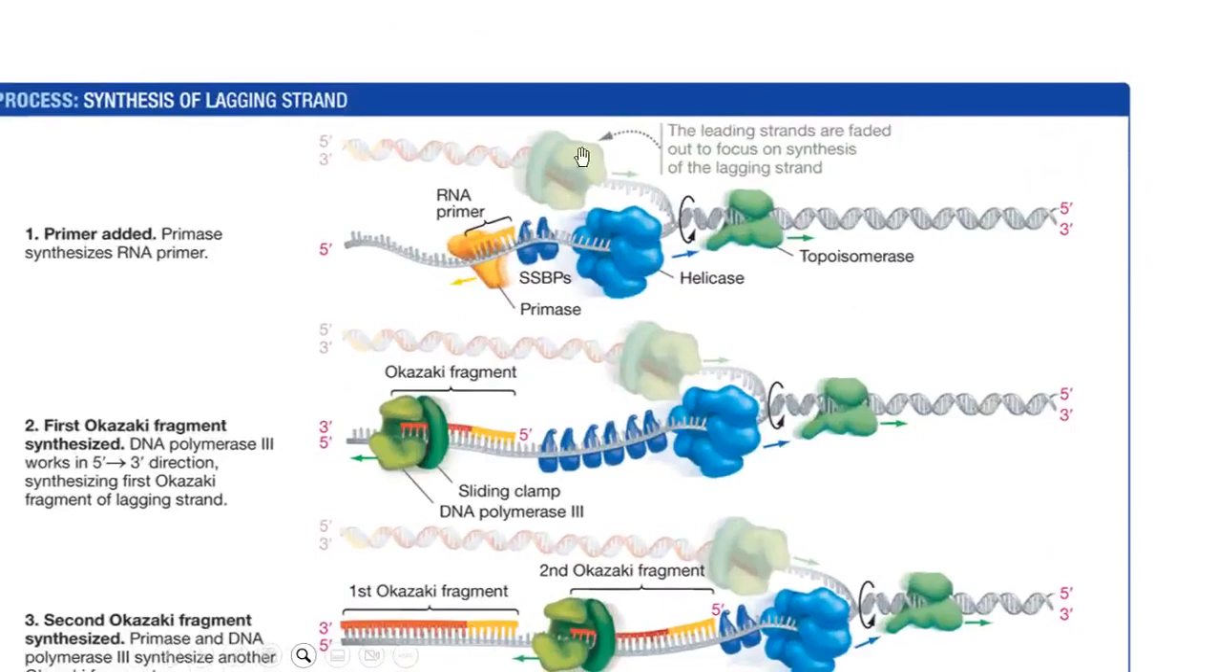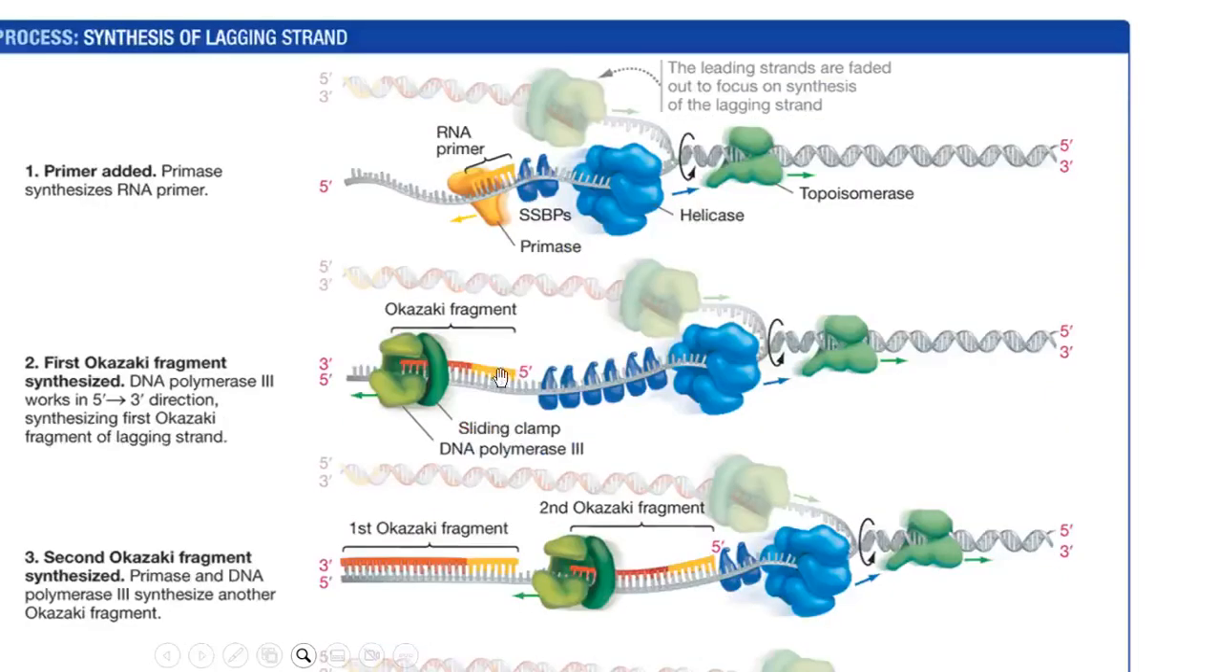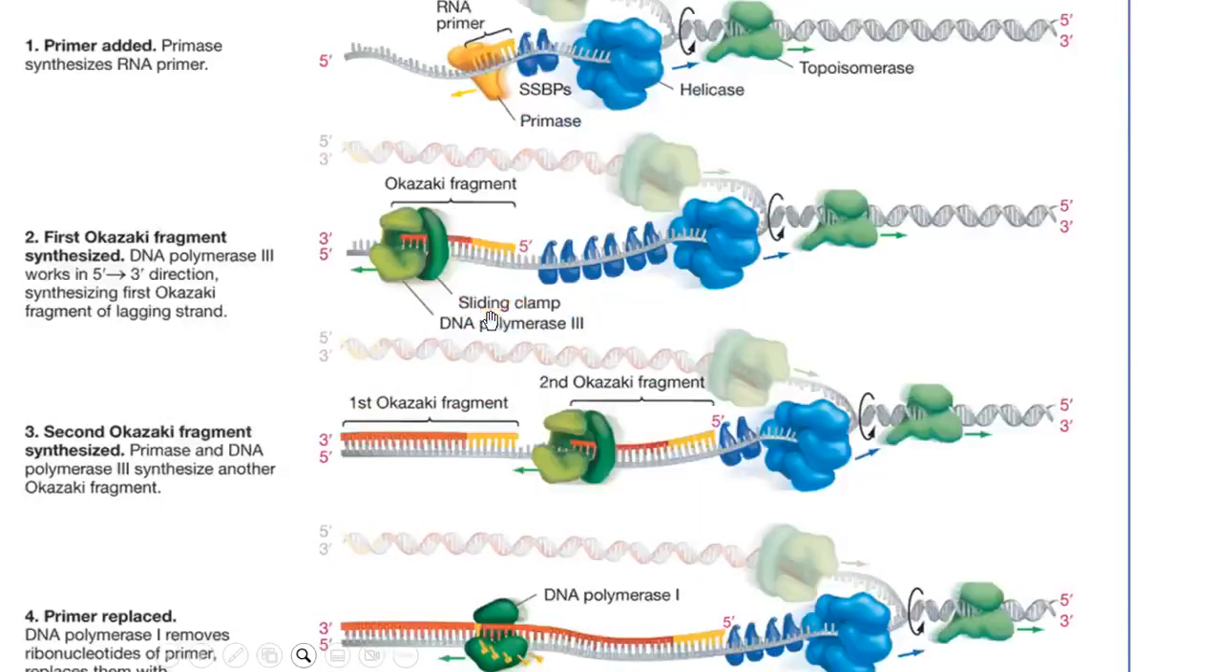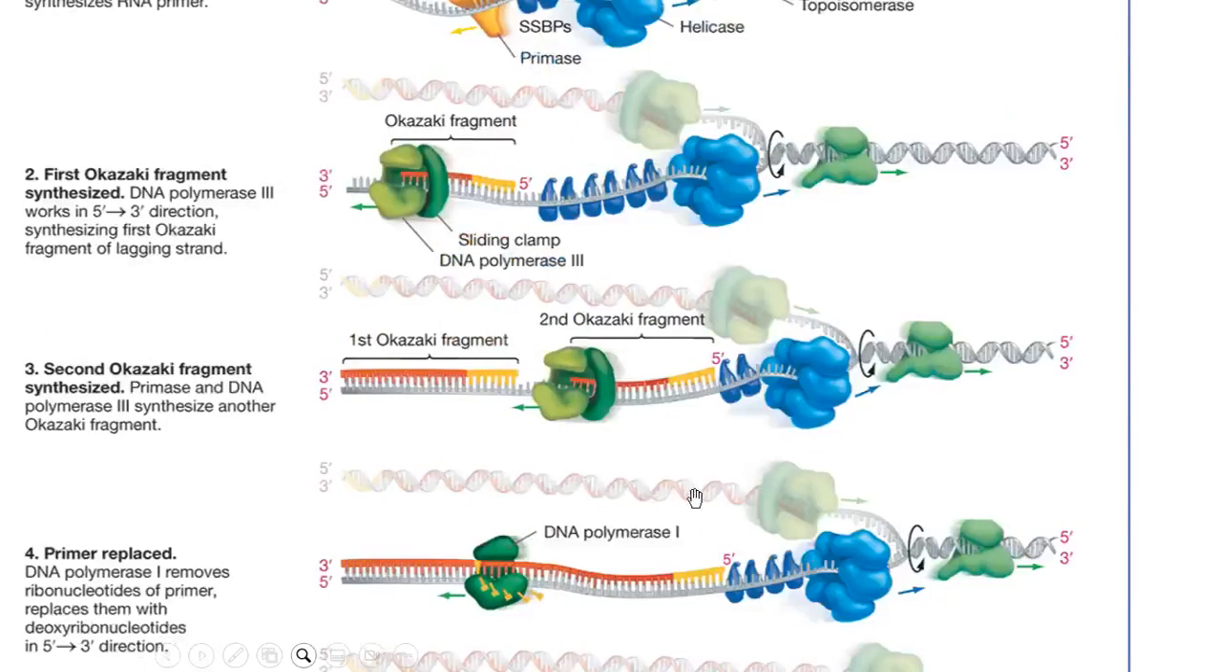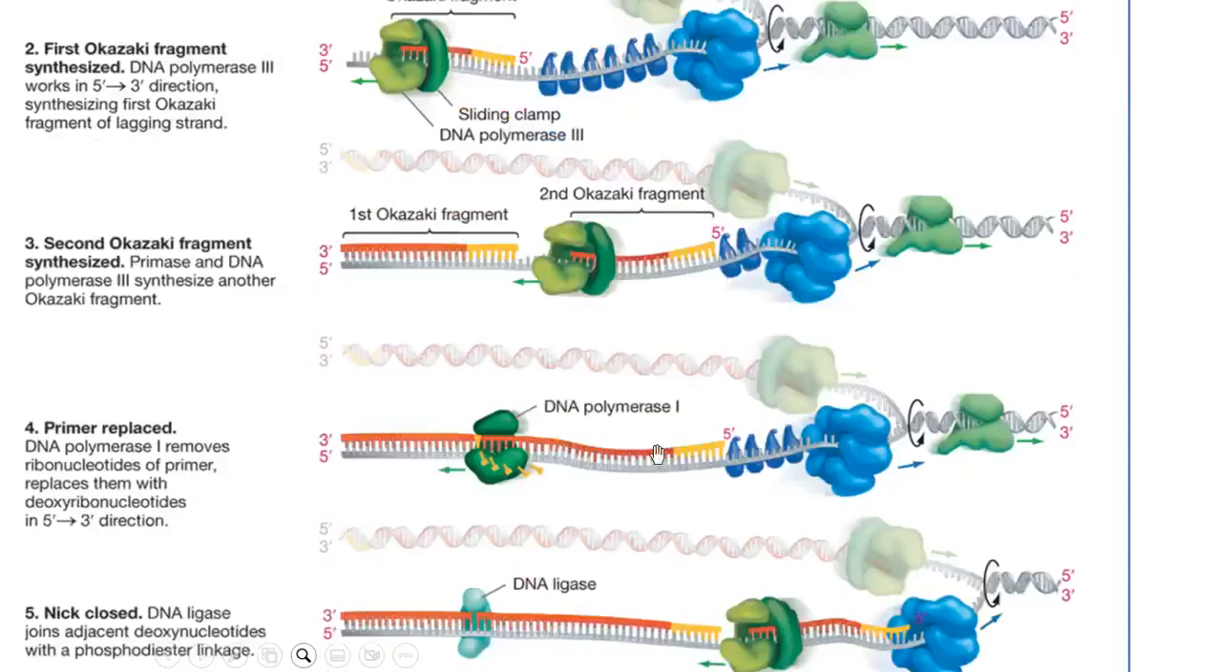So we have all the kind of key players. We blocked out the leading strand, but topoisomerase is still here, helicase is still unwinding, still got some single-stranded binding proteins, but you'll see our primer binds. Okay, polymerase starts making our new strand in the opposite direction of that replication fork. And so that's our first fragment. Then it's going to happen again. Primer's going to bind. Second Okazaki fragment's going to get made.